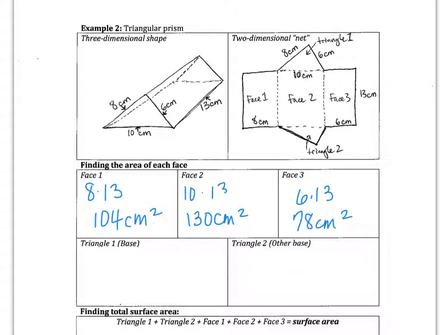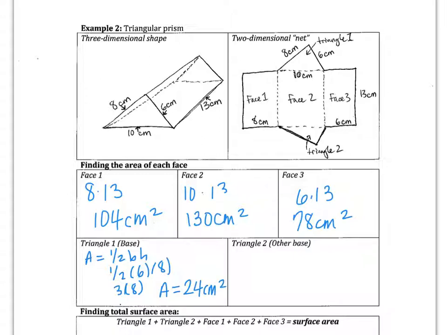And now the triangle 1 base. So that is right here. And so our formula for the area of a triangle, if we remember, is half base times height. So that is going to be half of 6 times 8. So I'm going to cut that 6 in half, and that's going to be 3 times 8. And so area is 24 centimeters squared.